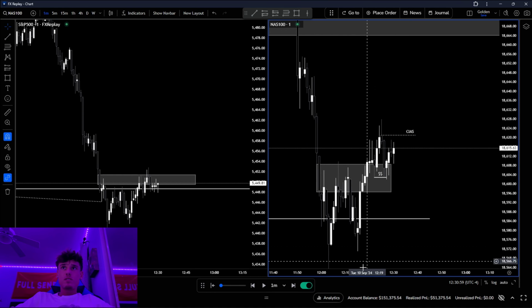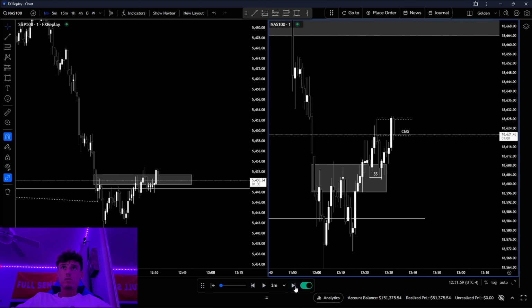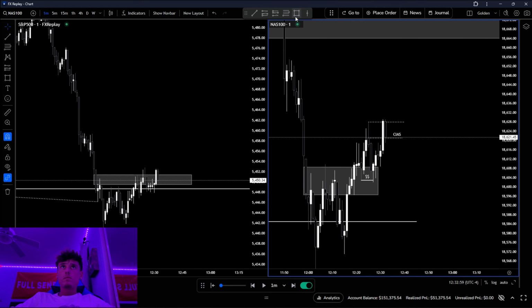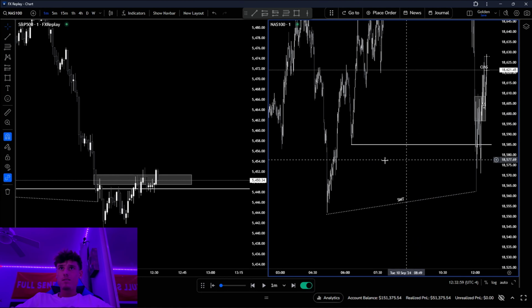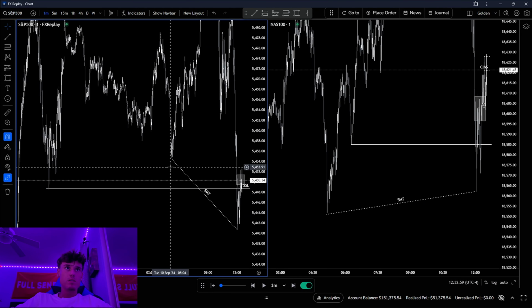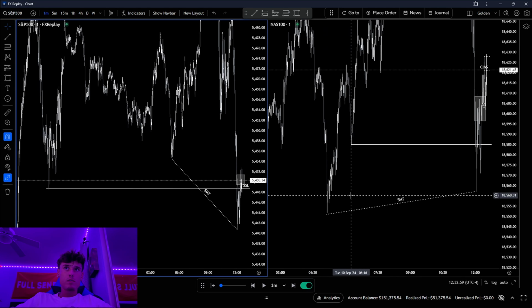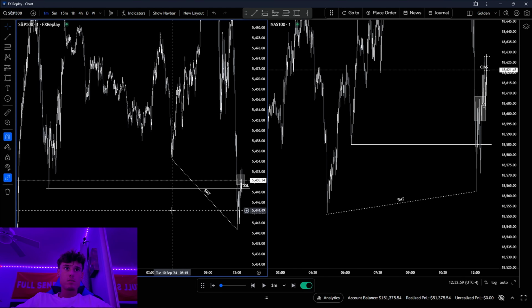But we do have a change of state. Very nice. With a market maker model. It's turned into an order block. This is not bad, but I'm honestly not feeling it. This honestly could be 10, 15, 6.